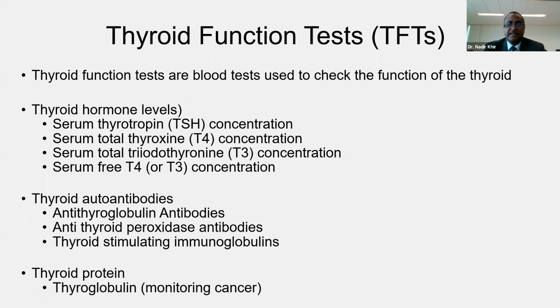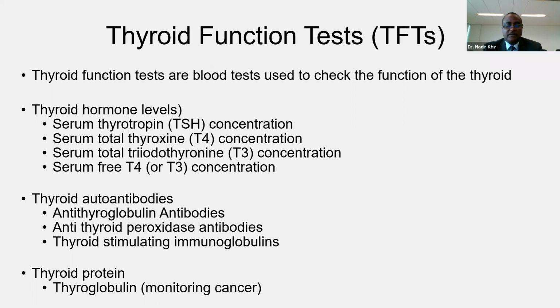Sometimes we also need the autoantibodies, even though they are not part of the function, but they can tell us about the mechanism of destruction of the thyroid. We call them thyroid autoantibodies, and they're usually antibodies either to suppress the thyroid or to stimulate the thyroid. So antithyroglobulin antibodies, antithyroid peroxidase antibody, and thyroid stimulating immunoglobulins. Those are the most common antibodies, and we can talk about them later in the lecture.